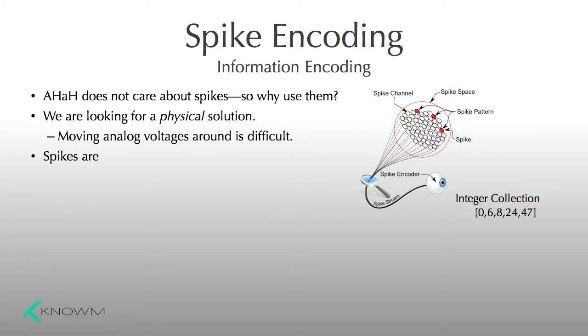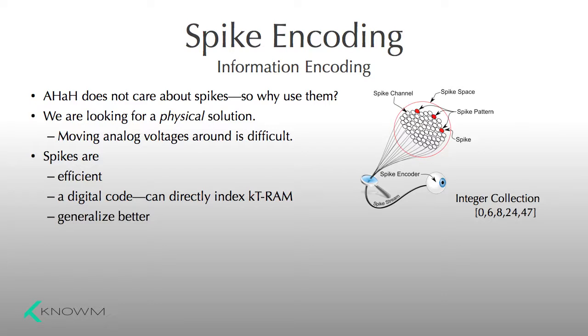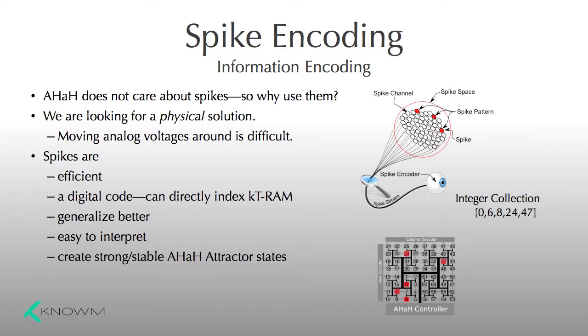But it turns out that spikes have all these wonderful properties. First of all, they're very efficient if you don't have to communicate too many of them. So if it's sparse, it's efficient. Second, it's a digital code. Collections of integers, right? Those are just binary numbers on a chip. We can do that. It merges very well. Spike codes often generalize better in machine learning, as I told you, an important property. They're also much easier to interpret in a lot of contexts, which I'll show you how that works and why that's interesting. And also, they create very strong and stable AHaH attractor states, which for me is very good. So it all works. From the algorithmic, machine learning perspective to the hardware, spikes work great, which is why we use them.